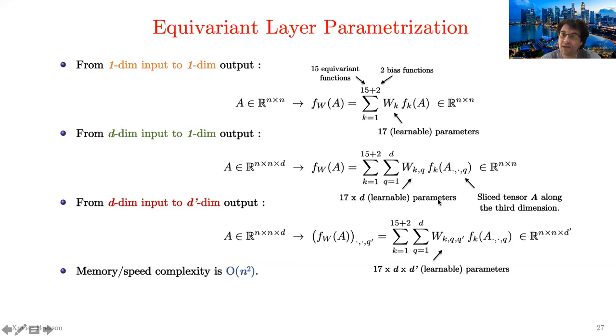Now, in the general case, when you have d dimensional input to d prime dimensional output, so n by n by d, and then you want to produce an output of n by d prime, the number of possible learnable parameters is going to be 17 by d prime. Okay, so this is the number of learnable parameters. Again, as I said before, some f of a are going to be dense. So it means that the complexity is going to be quadratic with respect to the number of nodes in your graph.